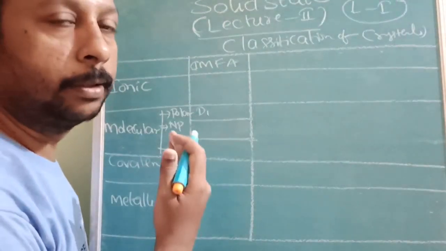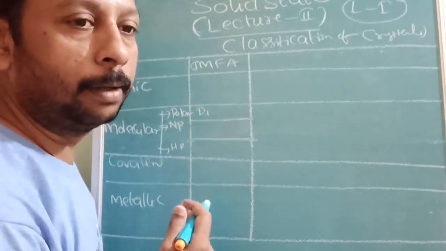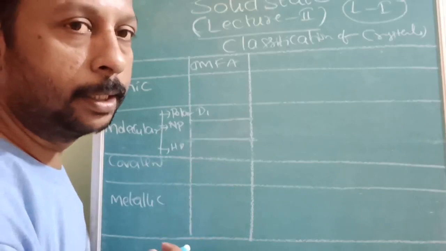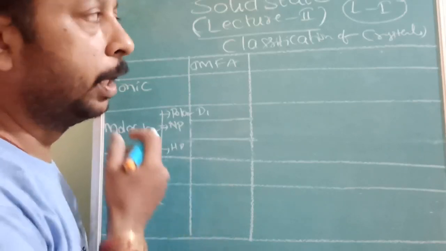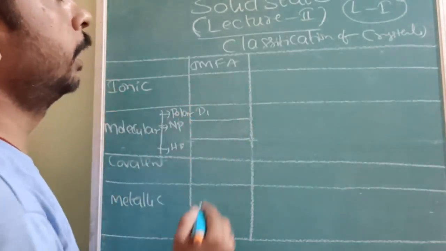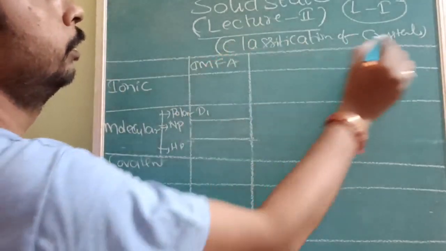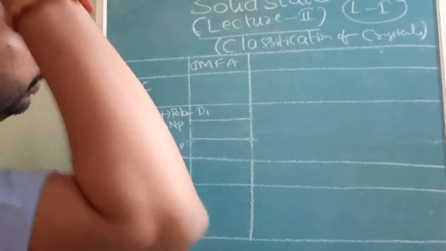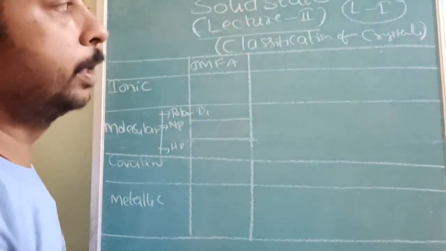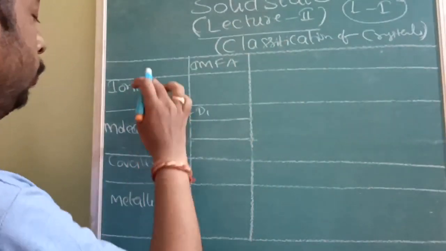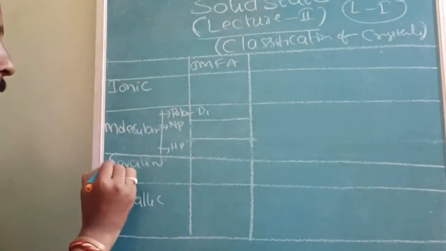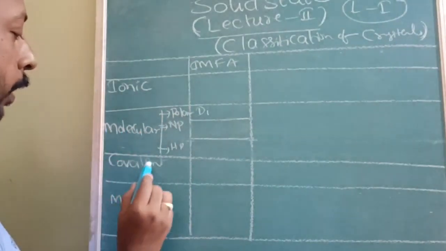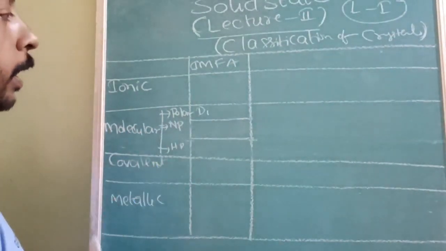We have classified solids into two types, amorphous and crystals. We have also studied the difference between crystals and amorphous solids. Now it is time for classification. Depending on the constituent particles, crystals are divided into 4 types: ionic crystal, molecular crystal, covalent crystals and metallic crystals.